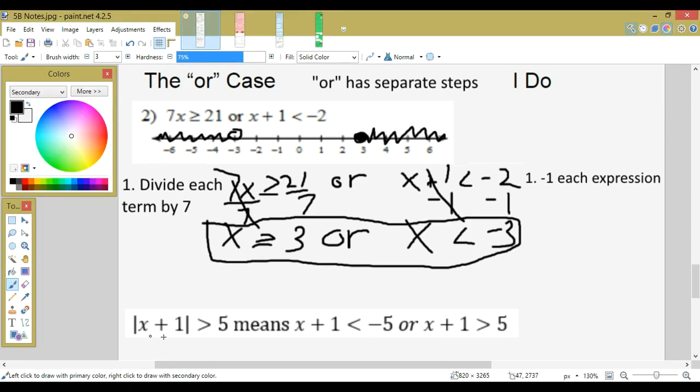The absolute value of x plus 1 is greater than 5 means x plus 1 is less than negative 5, or x plus 1 is greater than 5. This is just another notation for the OR case.